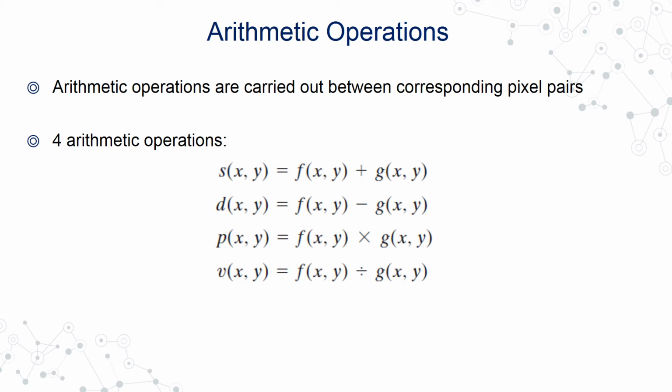the arithmetic operations that we can perform on the corresponding pixel pairs. So we would be taking a look at the four arithmetic operations: addition, multiplication, subtraction, and division. We would see the effect of each of these operations via some examples.